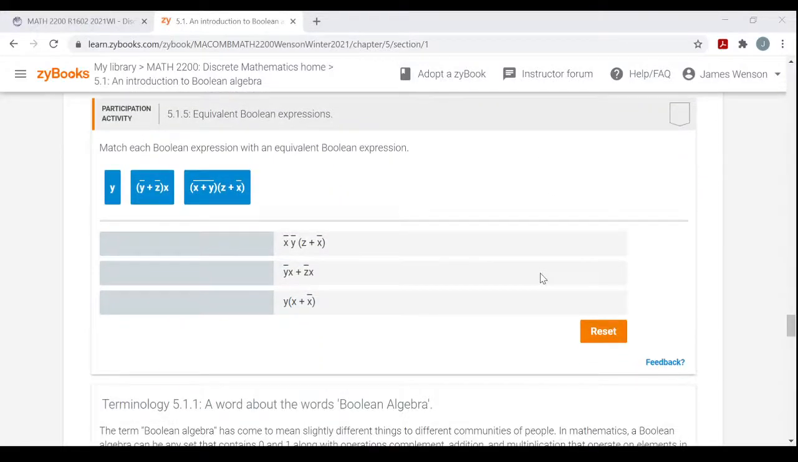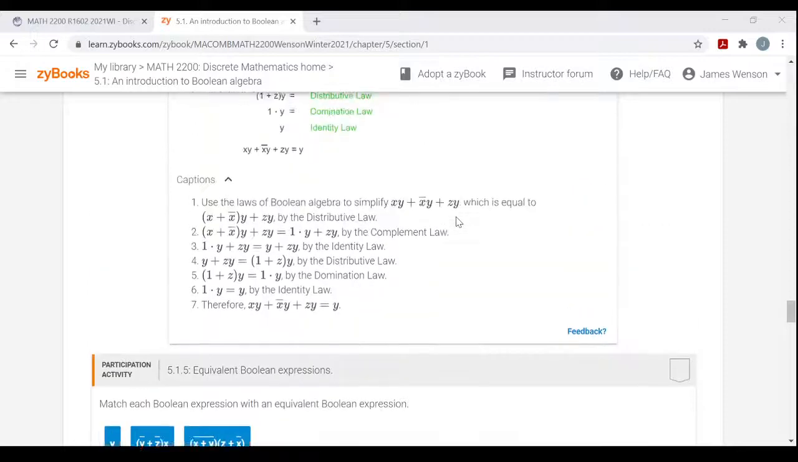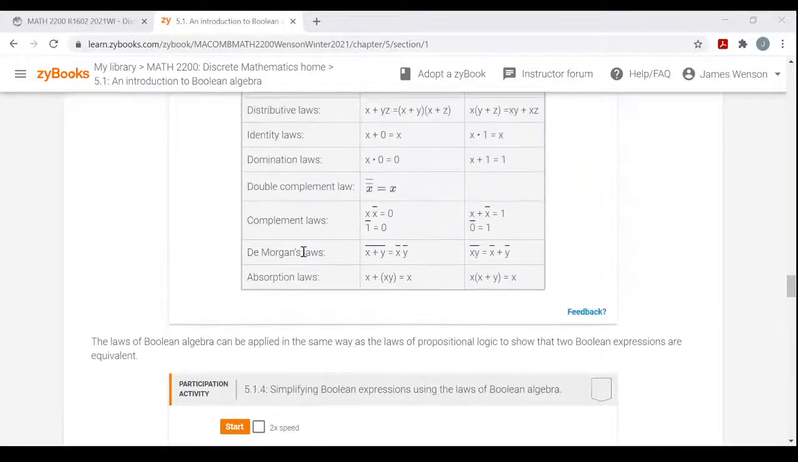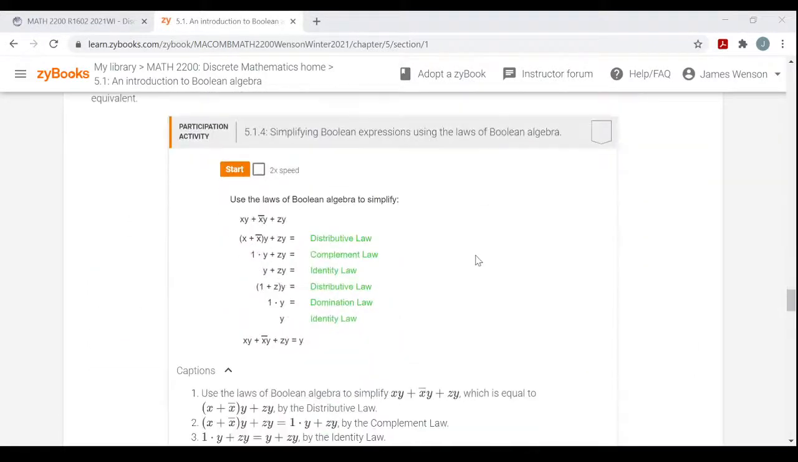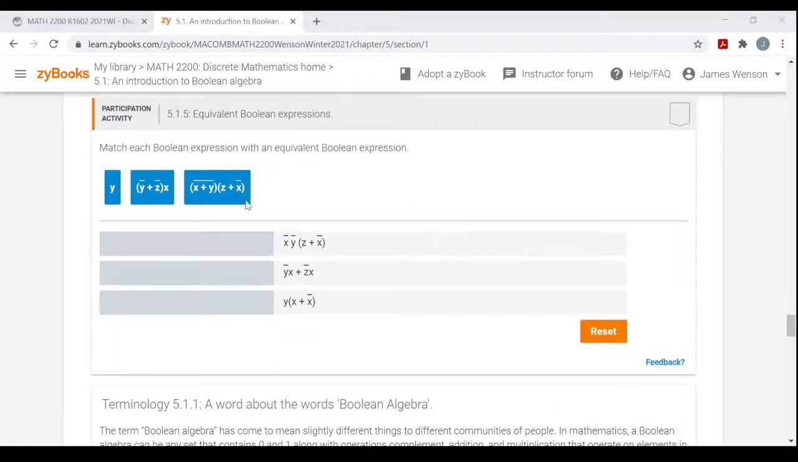Okay, so you're asked to kind of do that again down here, where you match each Boolean expression with an equivalent Boolean expression. Now, do they have De Morgan's? Yeah, they do have De Morgan's. Okay. It's like they should be the same. All right. So I'll just kind of speak one out loud here.